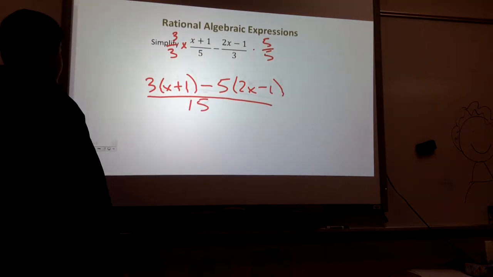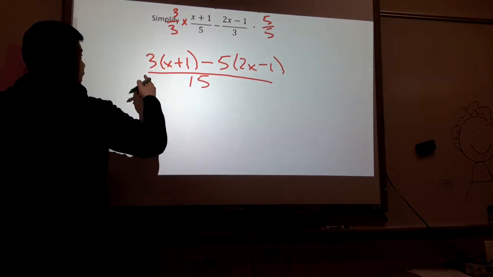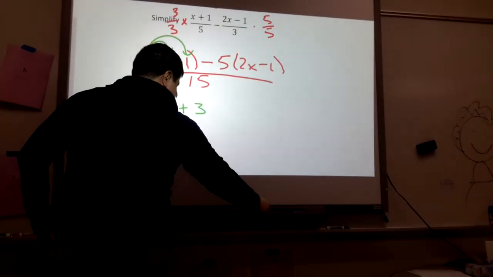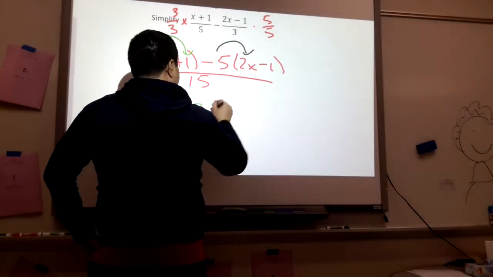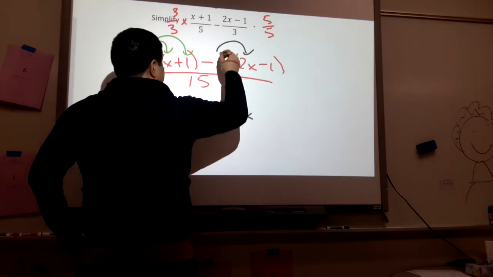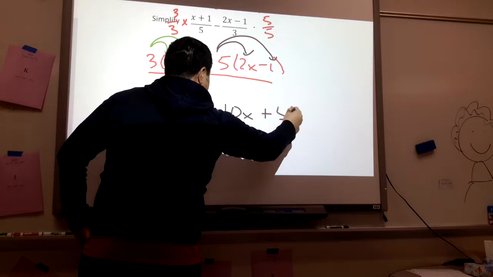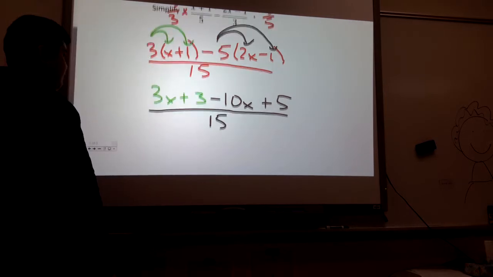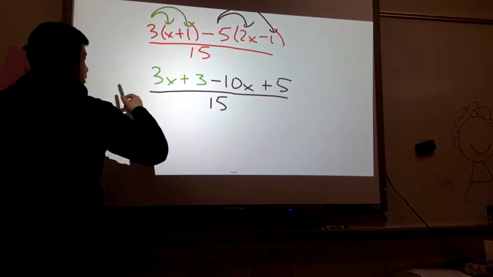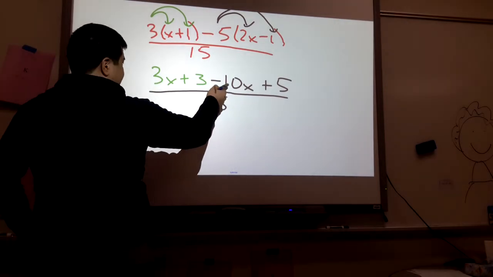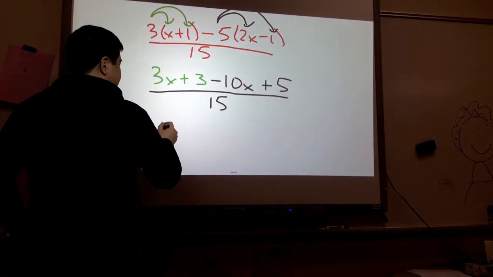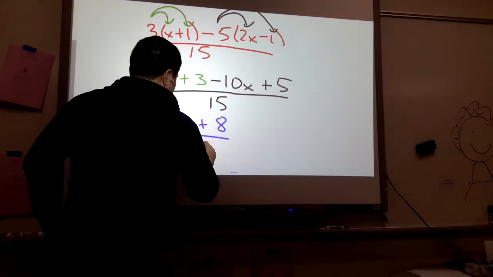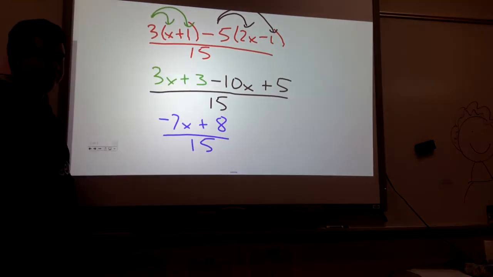When we do that, we distribute. This is 3x plus 3. We're distributing a negative 5, so we get minus 10x, or negative 10x. And negative 5 times negative 1 is plus 5 over 15. Then we have our final step. We combine like terms in the numerator. 3x plus negative 10x is negative 7x. 3 plus 5 is 8, all over 15. Okay.